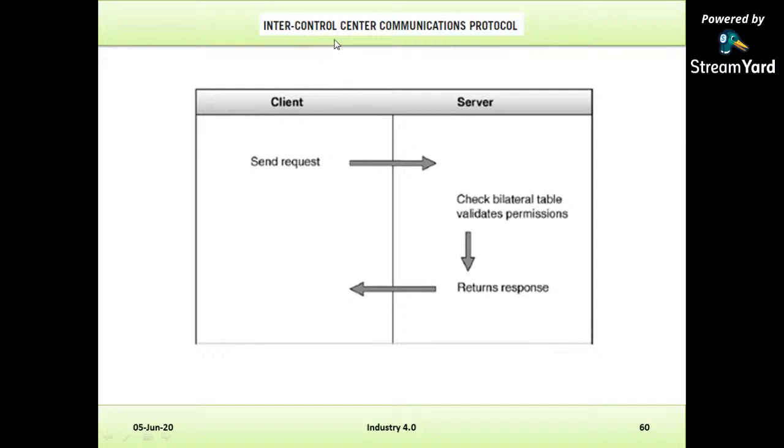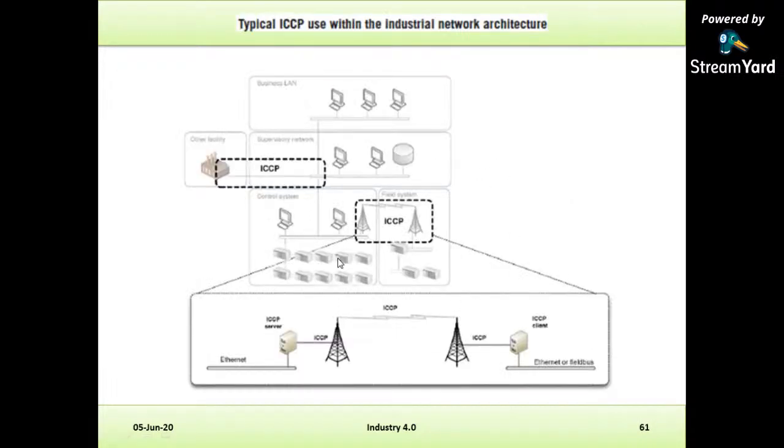So here, with the Inter-Control Center Communication Protocol, how are you going to use that? You're going to send the request and check the bilateral table, which validates the permissions, whether you're going to give access or not, and then return the responses. Based on that, you're going to create the communication protocols. So these are the things where you're going to utilize it.